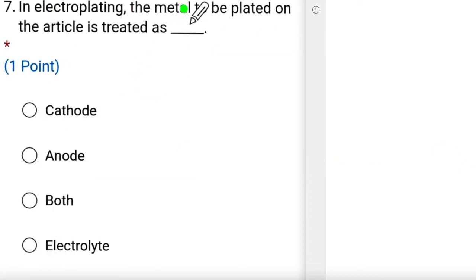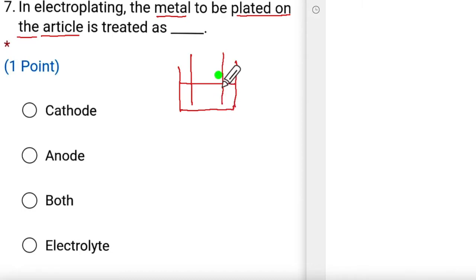In electroplating, the metal to be plated on the article is treated as, now whether it will be cathode, anode, both, electrolyte, these are the choices for us. Now remember, the metal to be plated on the article. So if you look at the electrolytic cell, if you are confused about it, just show this being cathode and this being anode.